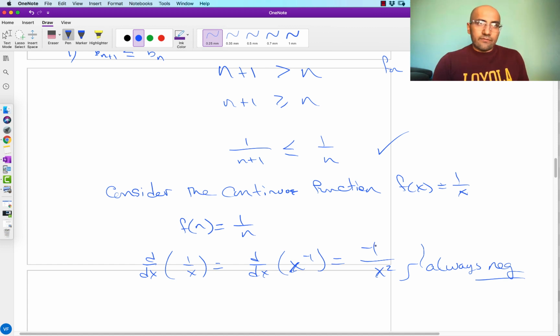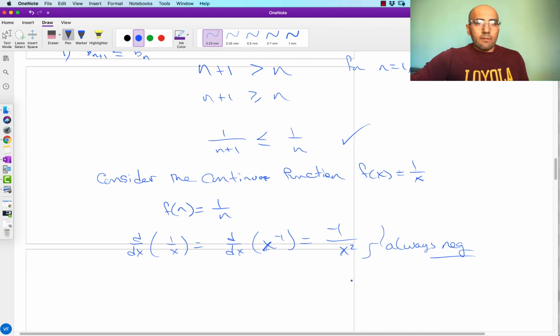So if the derivative is negative, then we've shown that the function is decreasing. Okay, all right, and so that's part one. Part two is to show that the limit is converging to 0. The limit as n goes to infinity of 1 over n equals 0, and so that one's pretty obvious, right? So we've shown that both conditions are satisfied.